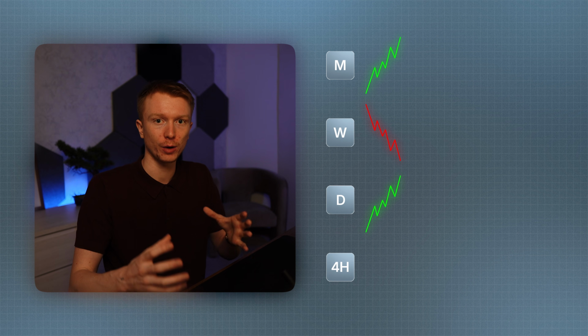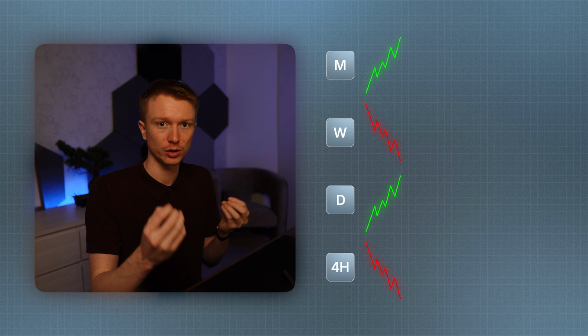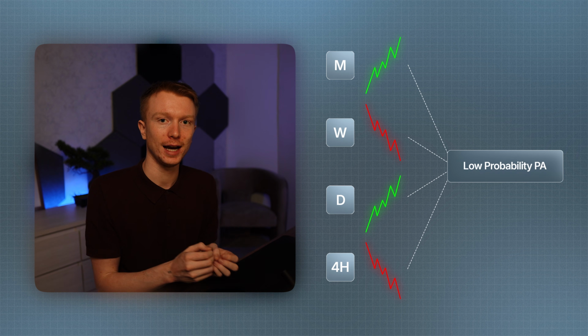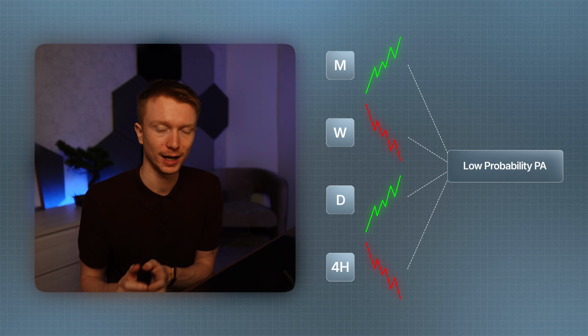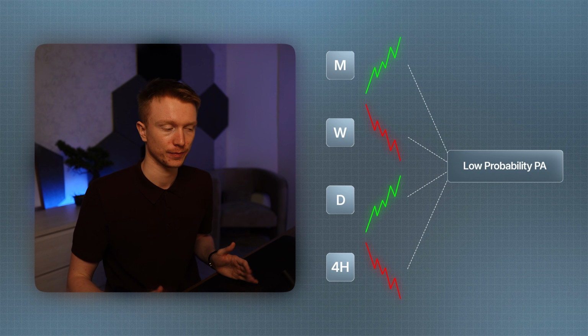If the monthly is bullish, the weekly is bearish, the daily is bullish again, 4 hour bearish. If all those are contradicting themselves, then that is going to be low probability and not going to be clear price action. So that could be a moment where you would want to stay out of the market. So the first step is already done, but now the narrative comes in.